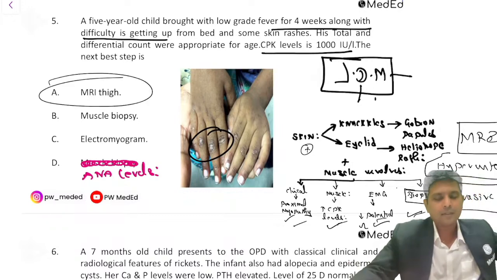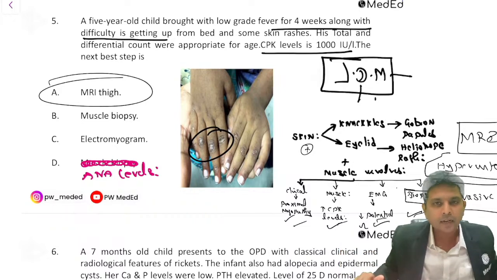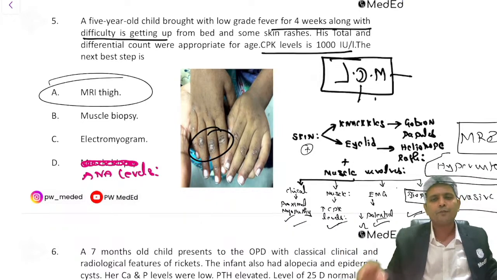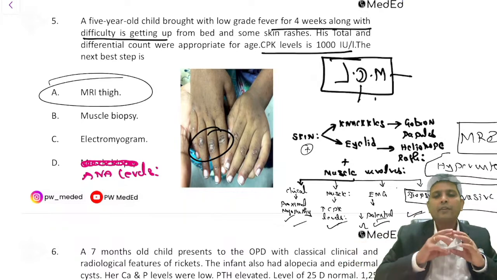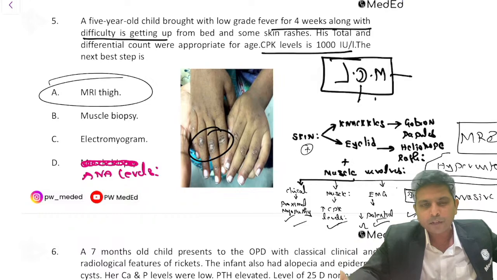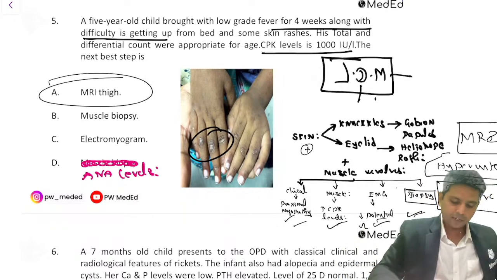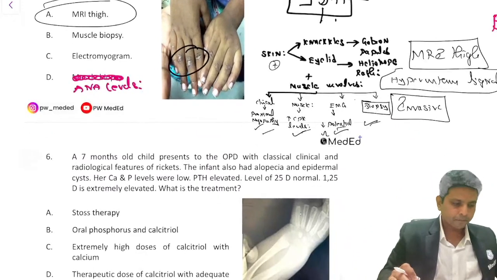So MRI thigh. Remember, my dear friends, medicine is always an ever changing, ever improving subject. The one which is present today will not be present tomorrow. Some other new investigation will come and replace it. At present, MRI thigh is the investigation of choice. That is for your INICET. When you are concerned with NEET, you need to think in terms of Gotron papules or heliotrope rash. Okay? Shall I go for the next one?